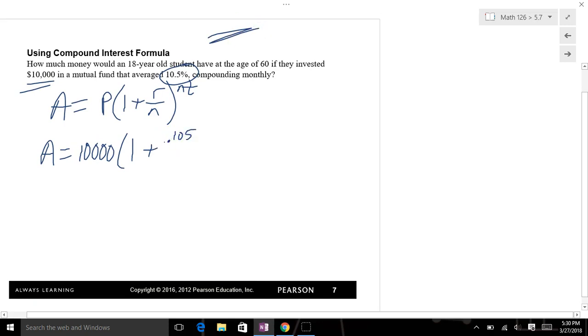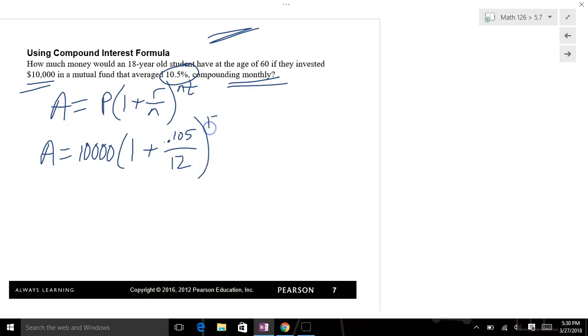0.105. 10.5%, again, make sure that's as a decimal. Compounded monthly, so our N is 12, and up here, our N is 12. Well, how many years is that? 60 minus 18, that's 42 years.